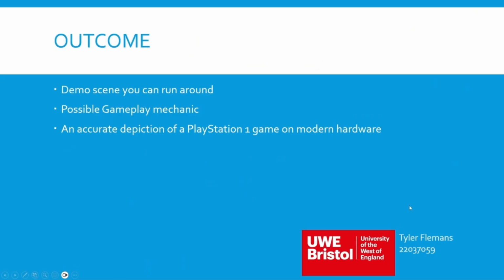For the outcome of my project, I would like to have a demo scene the player can run around, a possible game mechanic such as shooting, and I want it to be an accurate depiction of a PlayStation 1 game on modern hardware that people can immediately look at and see where it's got its inspiration from.